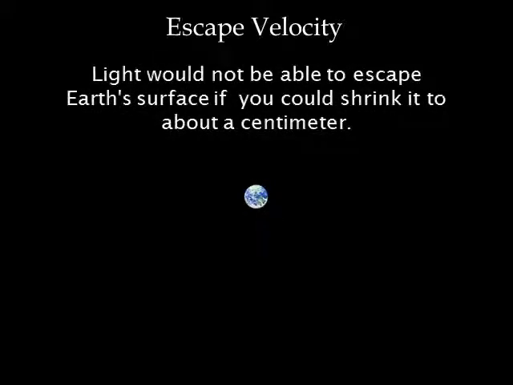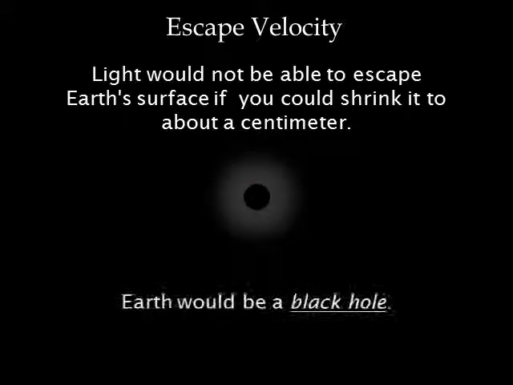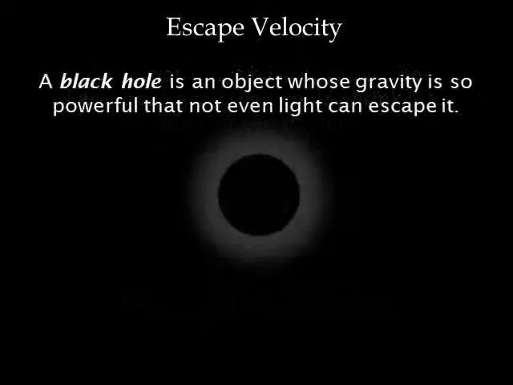If you shrink Earth down to about the size of a peanut, light would not be able to escape the surface and Earth would become a black hole. By definition, a black hole is an object whose gravity is so powerful that not even light can escape.